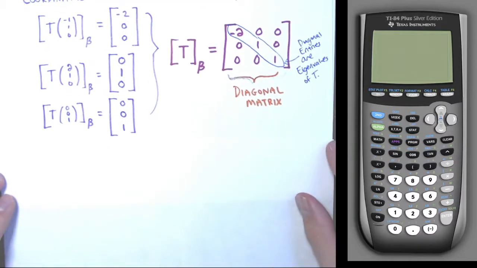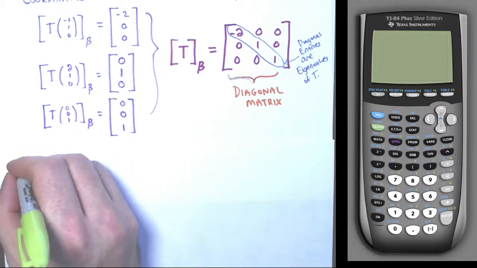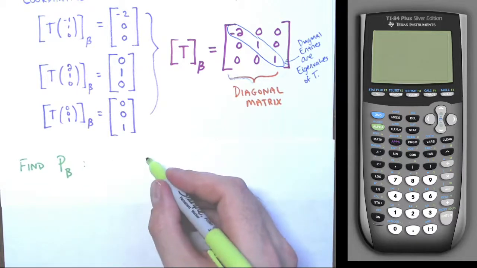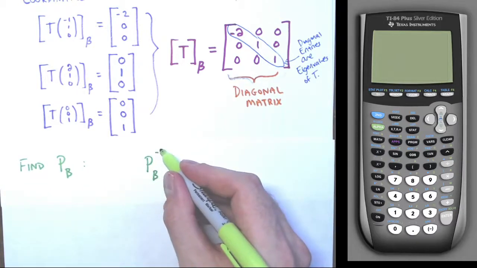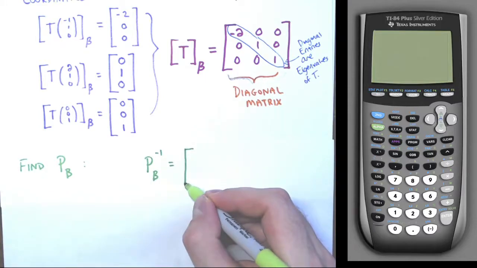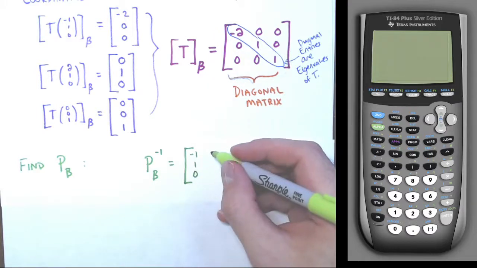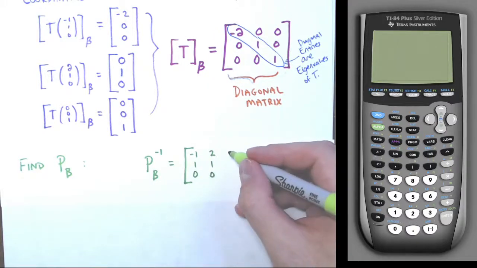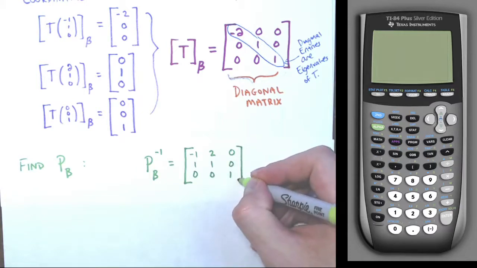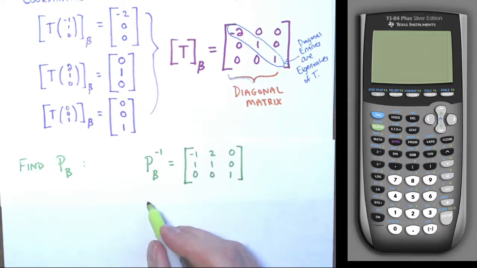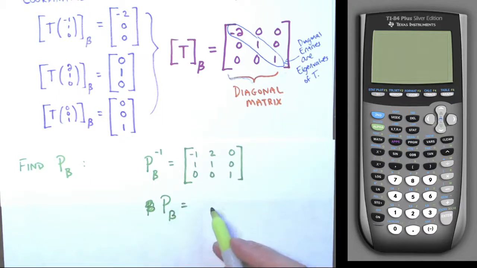So I'm going to find that PB here. I remember PB inverse is just the matrix with the vectors from B in it, which were negative 1, 1, 0 in the same order, 2, 1, 0 and 0, 0, 1. So remember, PB inverse is the matrix where the columns are vectors from B. So PB is just the inverse of that.